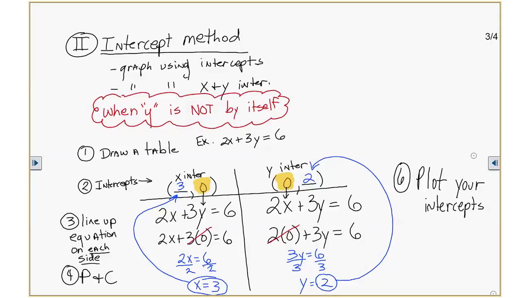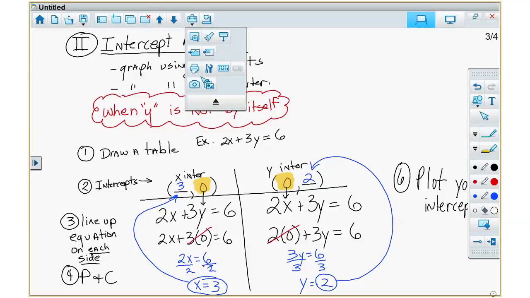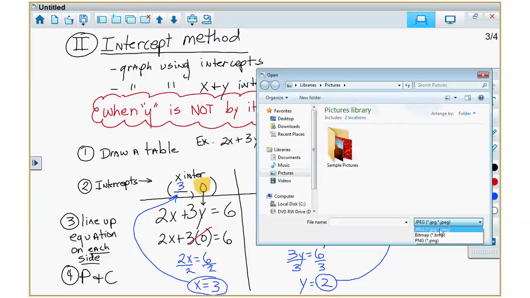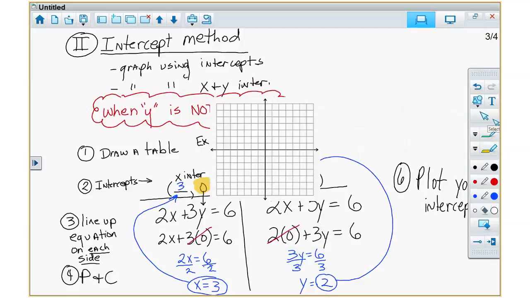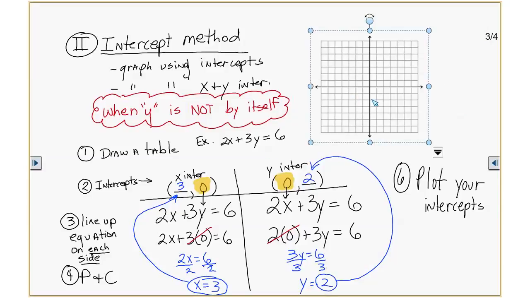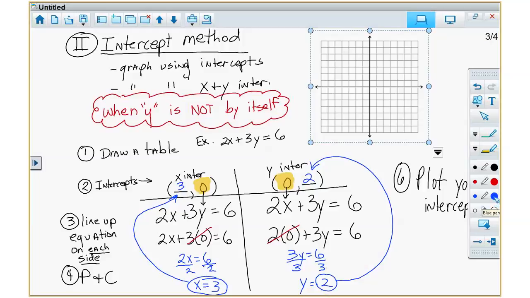So do that. And I'm going to take my handy dandy inserter. Y'all are impressed, aren't you? And I'm going to take my, since I finished it in blue, 3 and 0.